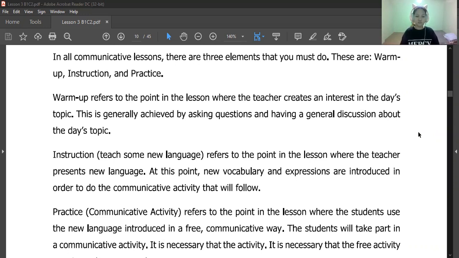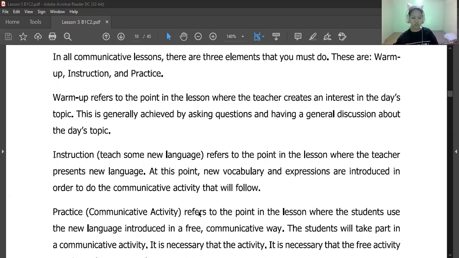This is generally achieved by asking questions and having a general discussion about the day's topic. This is an example that I've given a while ago. If you're going to discuss verbs, then you warm them up by asking questions like, what did you do last night? What are the activities that you did this morning, etc.